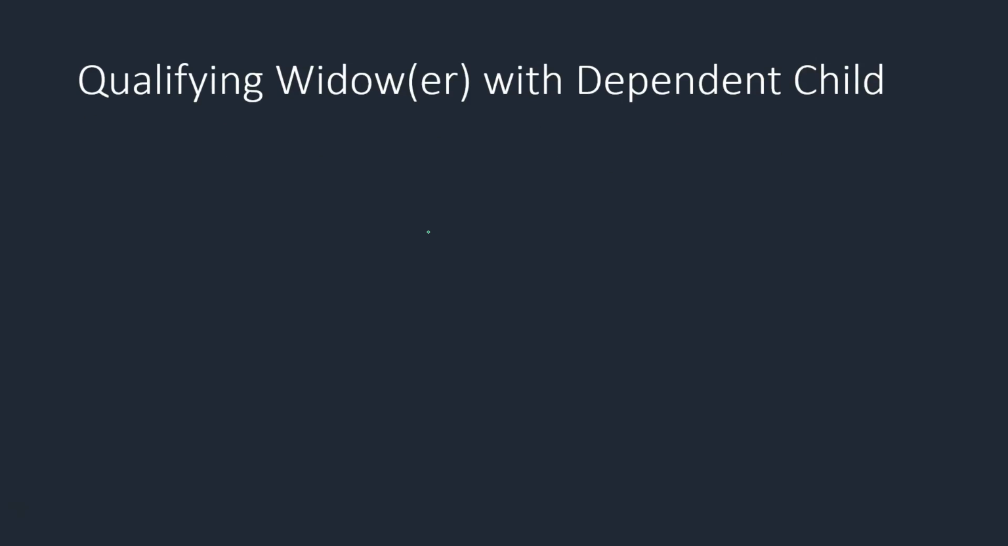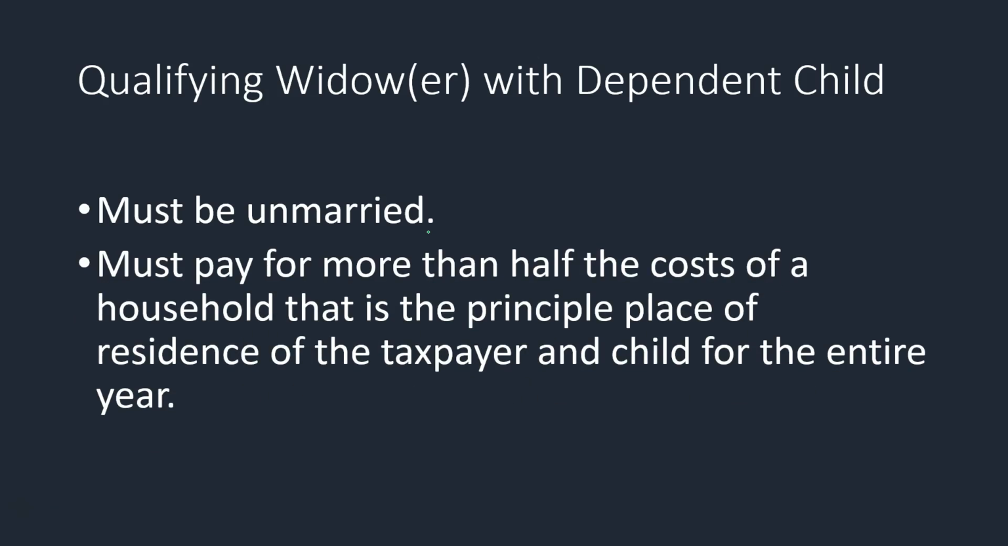So for a qualifying widow or widower with dependent child, you must be unmarried and must pay more than half the cost of a household that is the principal place of residence of the taxpayer and a child for the entire year. So note the difference there is we have the entire year, whereas the head of household was only for half of the year for the status being a qualified widow or widower.